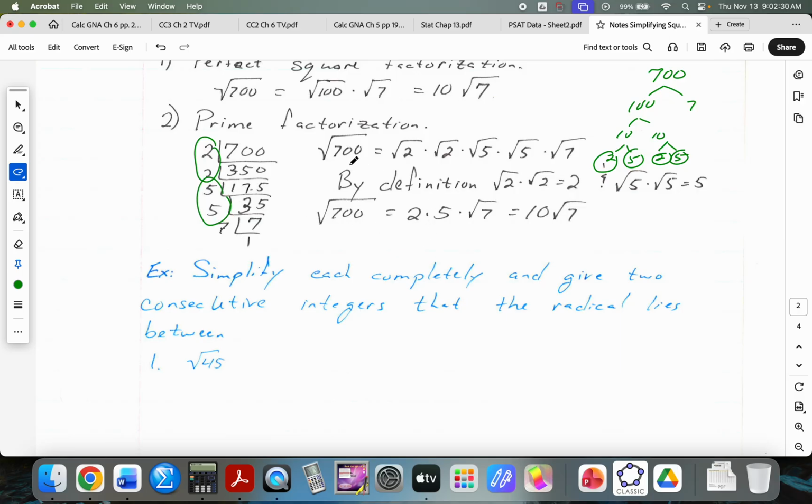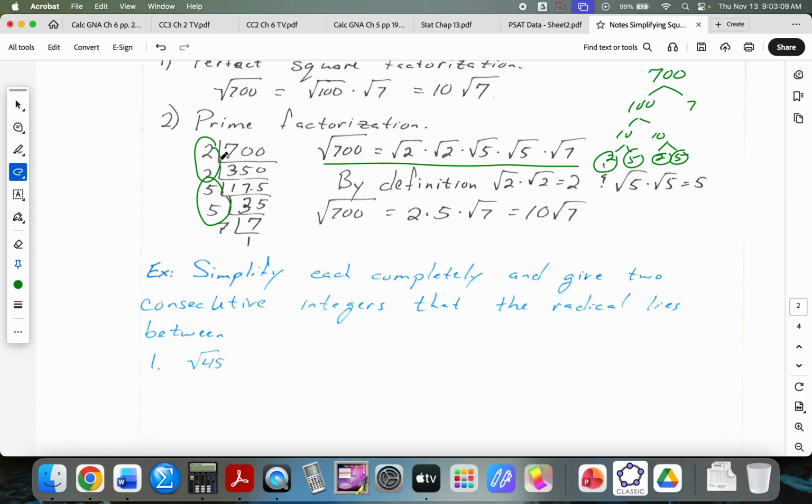And what we're doing is saying the square root of 700 is the square root of 2 times the square root of 2 times the square root of 5 times the square root of 5 times the square root of 7. And the square root of 2 times the square root of 2 is 2. That's why that other part was super important. And the square root of 5 times the square root of 5 is 5. So we end up with 10 square roots of 7.